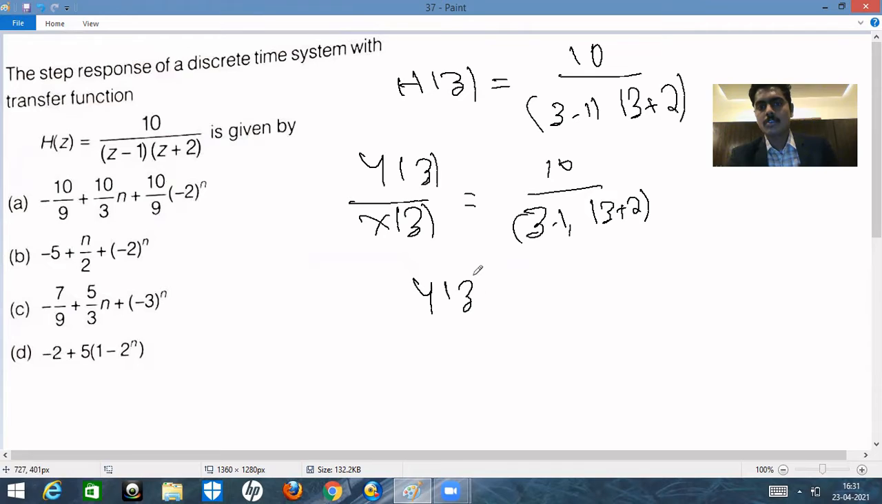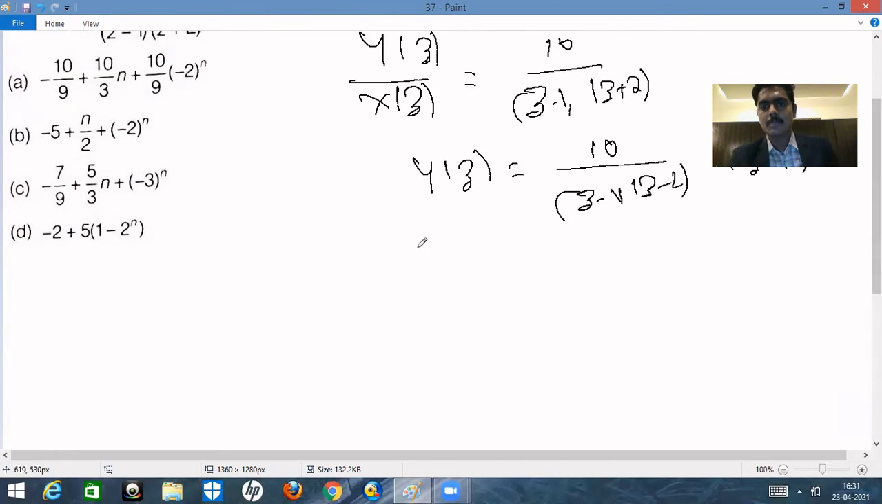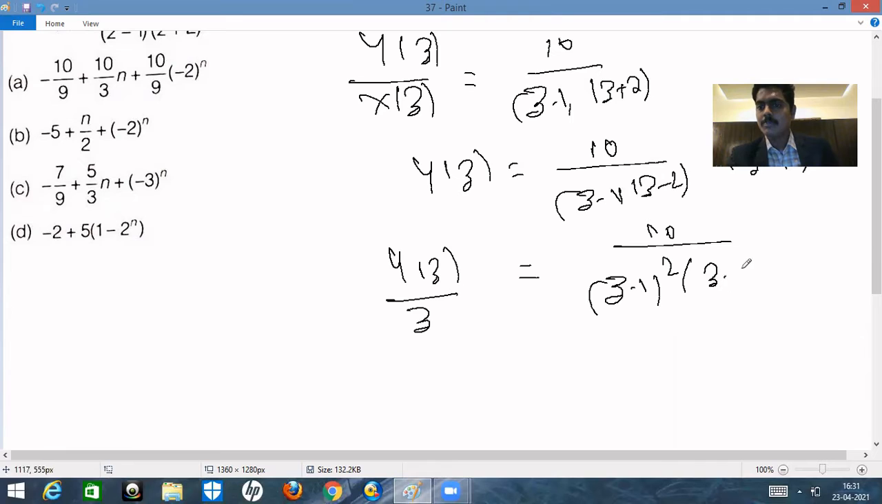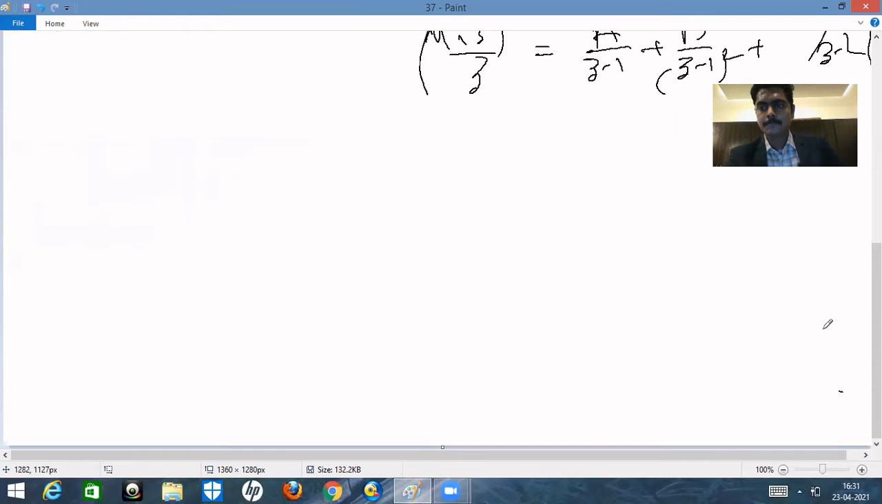So Y of z is equal to 10 by z minus 1 into z plus 2 into X of z. X of z is nothing but z upon z minus 1. So calculate Y of z by z: Y of z by z is equal to 10 upon z minus 1 whole square into z plus 2. If you split by using partial fractions, it will be A by z minus 1 plus B by z minus 1 whole square plus C upon z plus 2, right? This is nothing but Y of z divided by z.